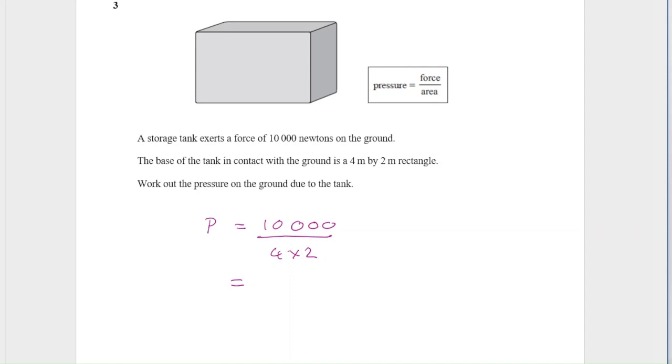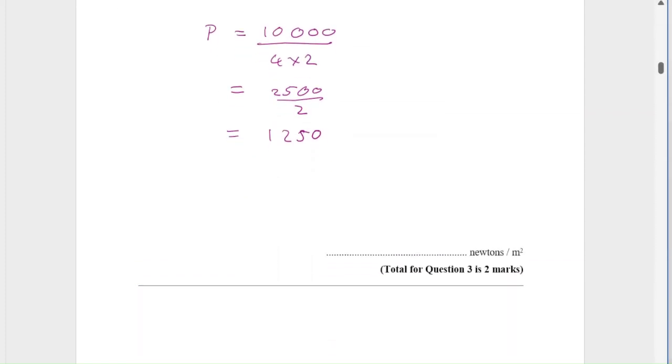So I'm going to do 10,000 divided by 4 and then divide by 2. So 10,000 divided by 4 is going to be 2,500, and then divide that by 2 is going to be 1,250. And then just checking my units, we've got newtons and meters. So the pressure should be in Newton meters, and it is. So 1,250.